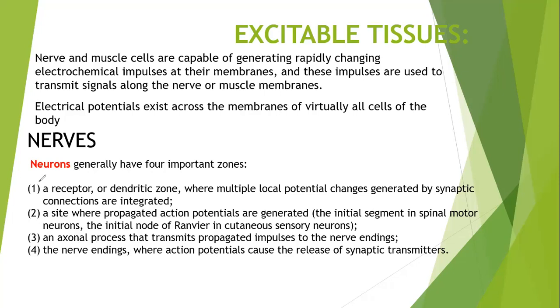So 4 zones: we have the receptor zone. Number 2, the initiation zone for action potential. Number 3, the axonal processes. And number 4, the nerve endings.